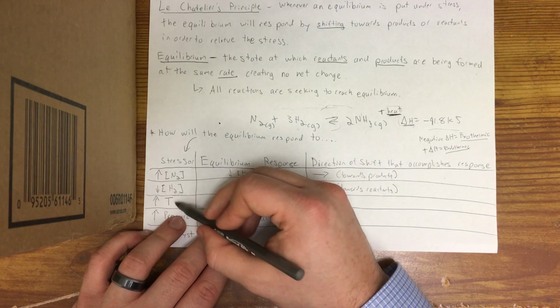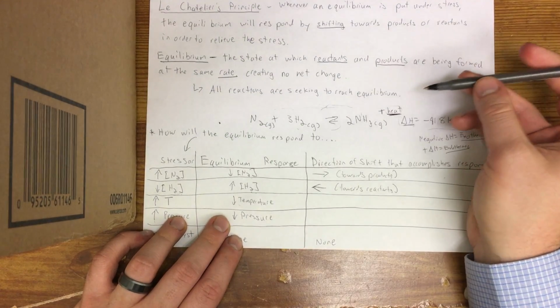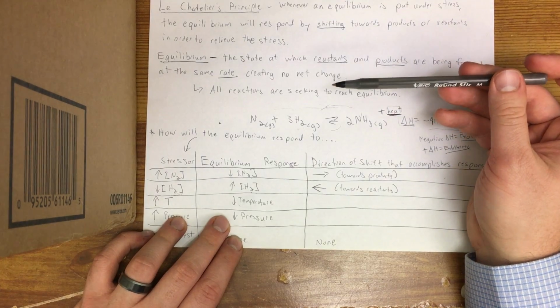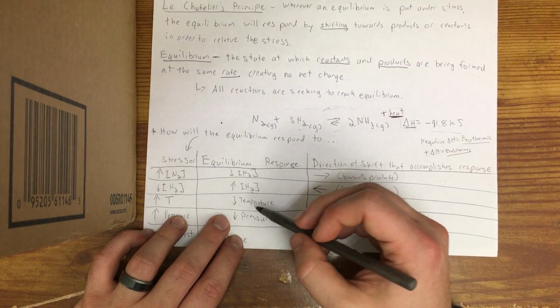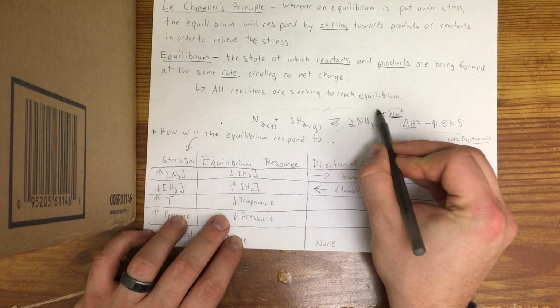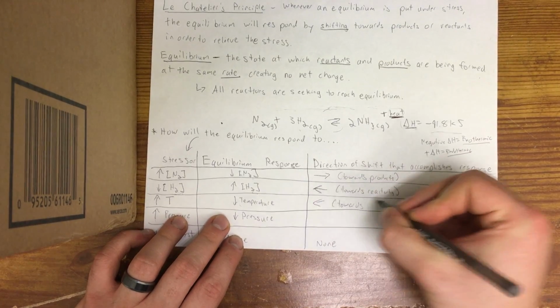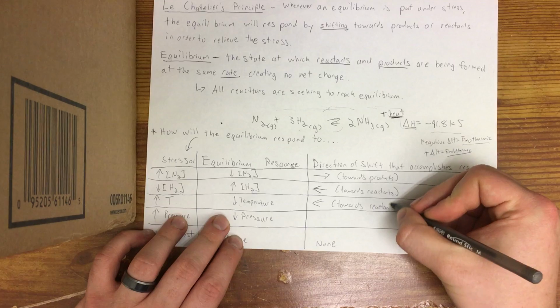in response to us increasing the temperature, the equilibrium wants to bring the temperature back down, and it will do that by moving away from heat. So if the equilibrium needs to bring the temperature down, it moves away from heat, and in this case, that is a shift to the left, towards reactants.